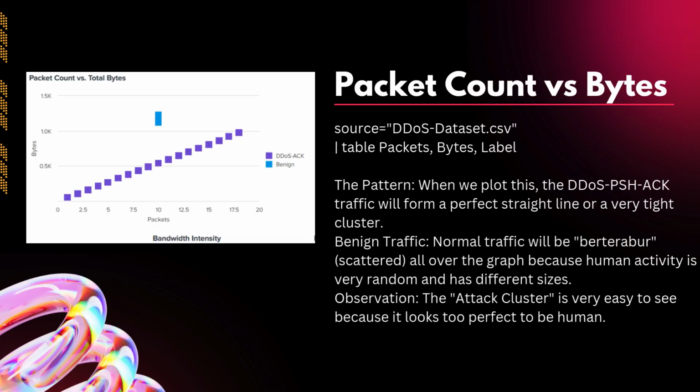Next is the query on packet count versus bytes. To see the behavior more clearly, we use a scatter plot. We plot packets against bytes. Notice how the benign traffic is all scattered everywhere. That's normal, but the attack traffic forms a perfect straight line. This cluster shows that the attack is very mechanical and repetitive. As a SOC analyst, this visual makes it very easy to spot the anomaly without needing to read every line of the log.